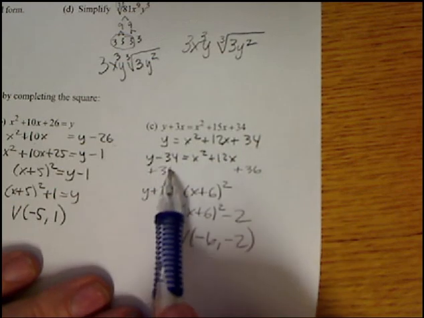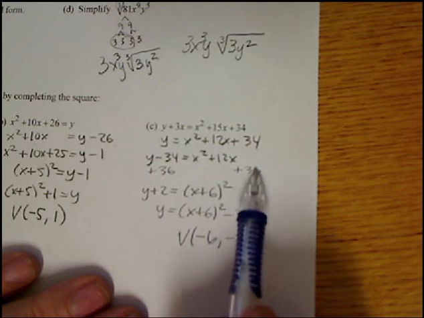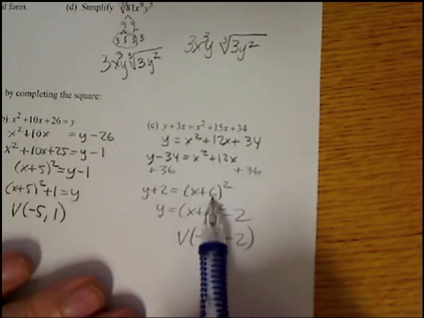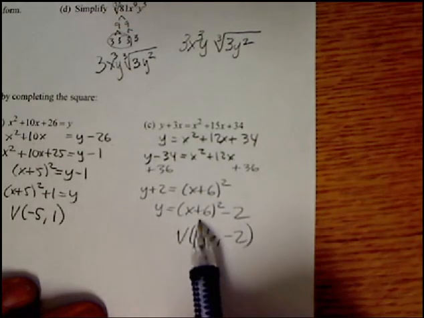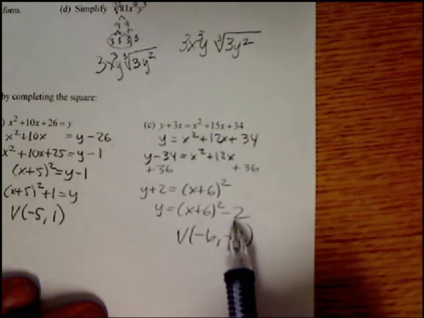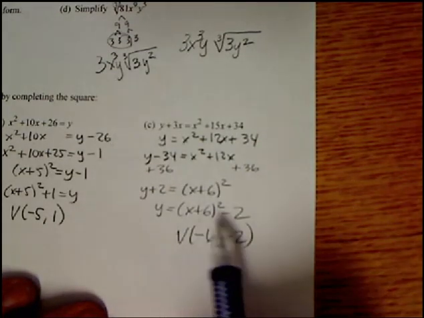Negative 34 plus 36 is 2. This becomes x plus 6 times x plus 6, or x plus 6 squared. Move 2 to the other side. My vertex is at negative 6, negative 2. Again, the opposite for this one, or what makes this equal 0, and then that term.